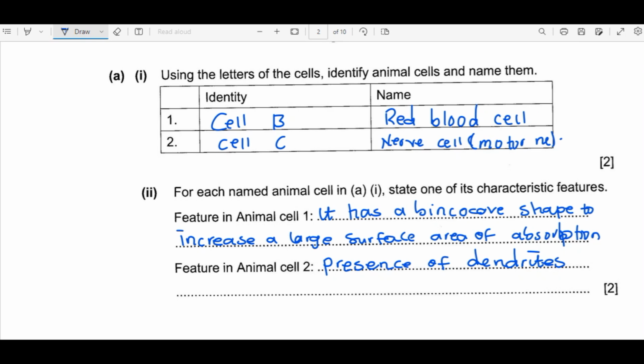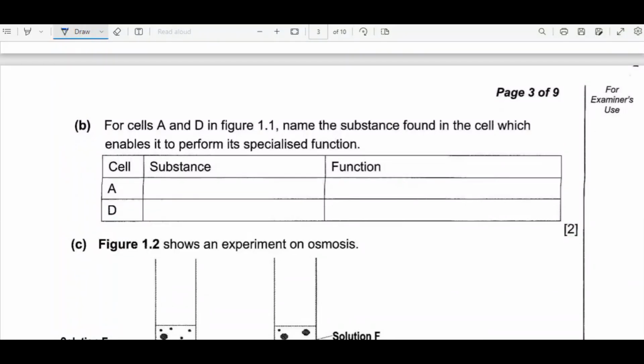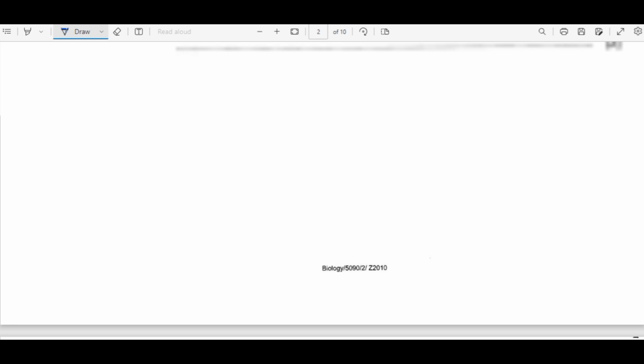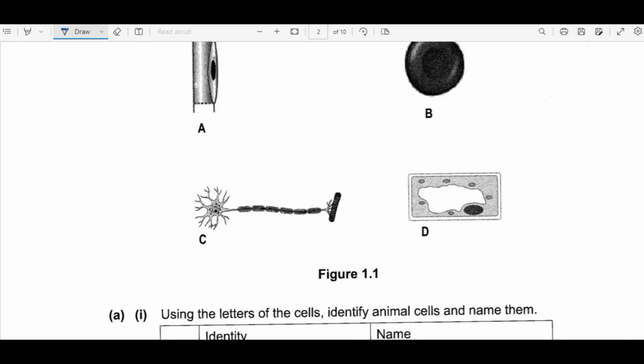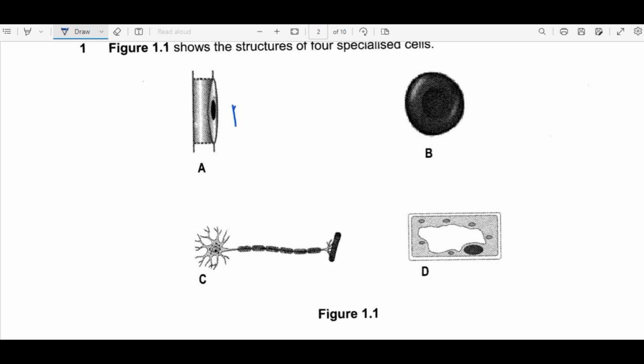We move on to question B. Under question B, for cells A and D in figure 1.1, name the substance found in the cell which enables it to perform its specialized function. So let's go back to cell A. So based on the structure, cell A is a phloem. Then it has the presence of companion cell. The function of the companion cell provides energy needed for the food to be transported. Then for cell D, this can be a palisade.